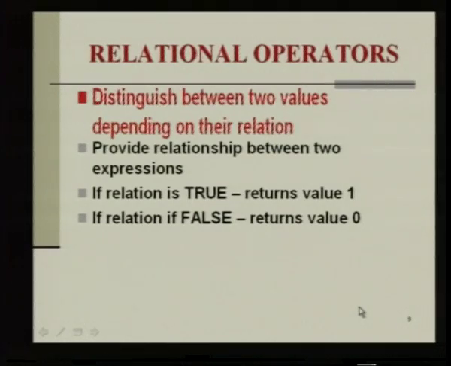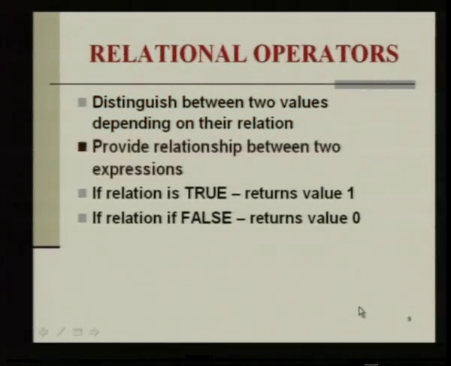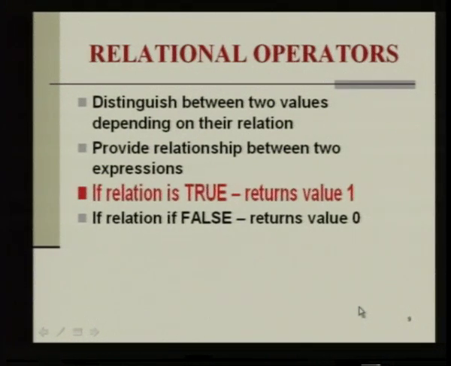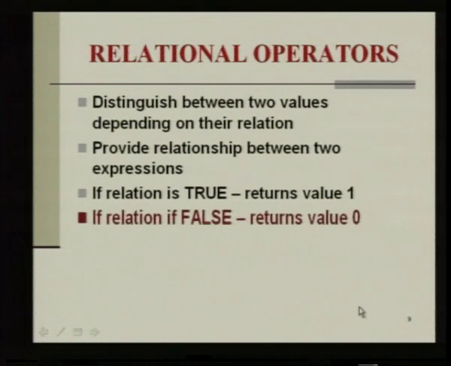Next, we move over to relational operators. Relation itself means relation between two or more operands. So, you need to have a minimum of 2 operands in this case. They distinguish between two values depending upon their relation, and it provides the relationship between any two kinds of expressions. If the relation is true, there is a return value of 1, and if the relation is false, there is a return value of 0.